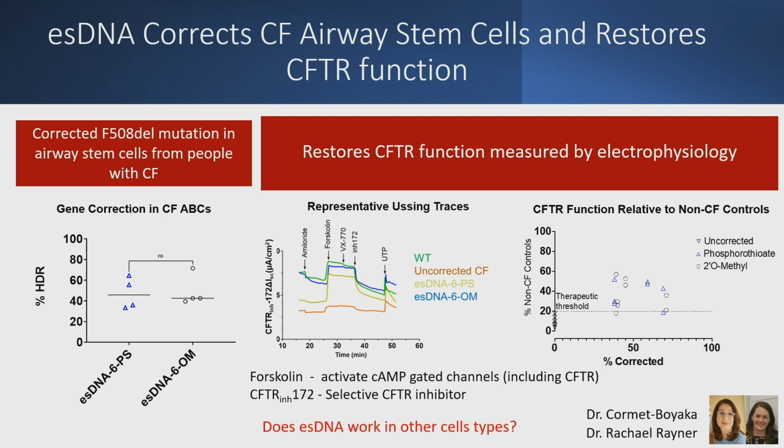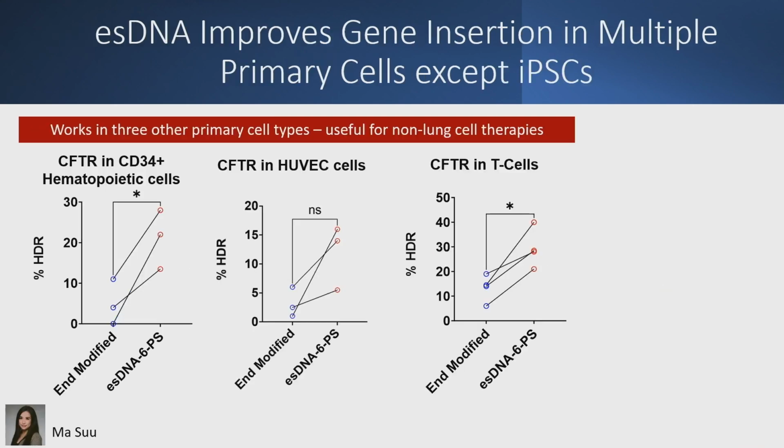We also wondered if this worked in other cell types besides airway basal cells. So we used the esDNA templates to correct the CFTR locus in CD34 positive hematopoietic cells, human umbilical vein endothelial cells, and in T cells. And we found that in all three of these cell types the esDNA templates did increase gene insertion. And this is useful for non-lung cell therapies, so that's relevant.